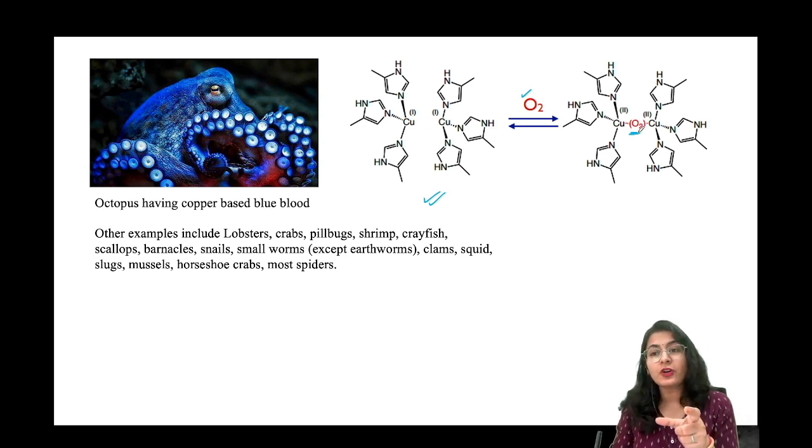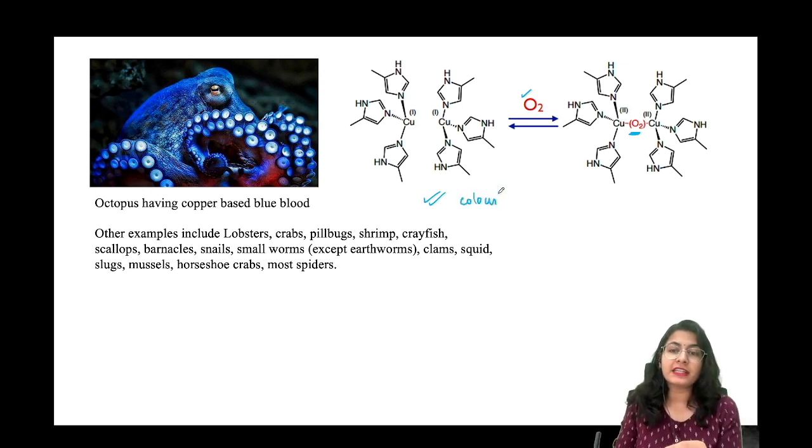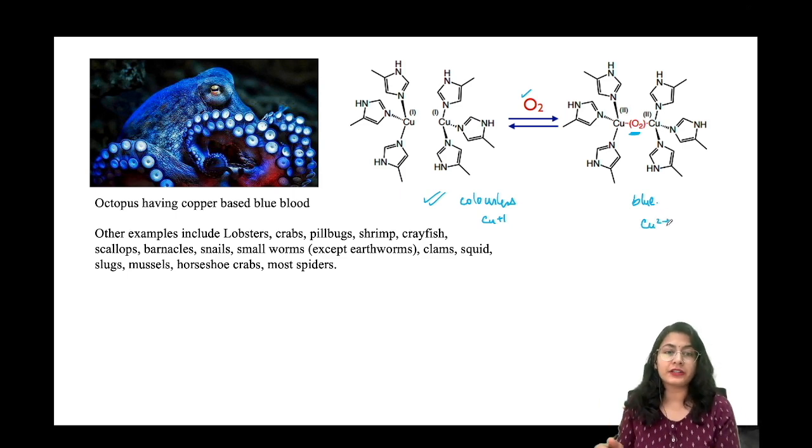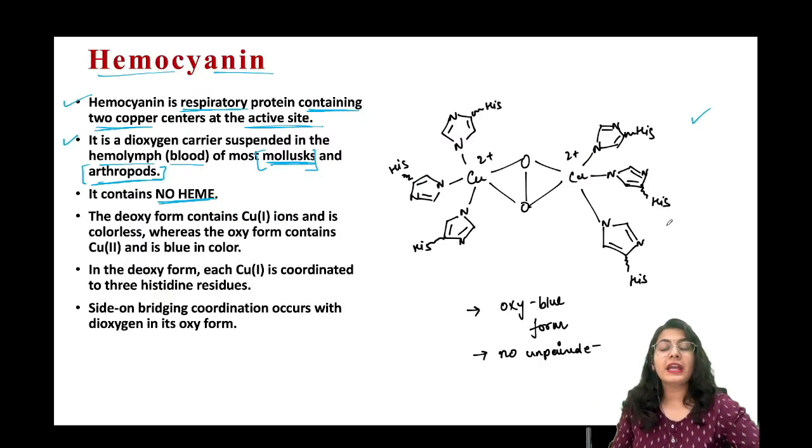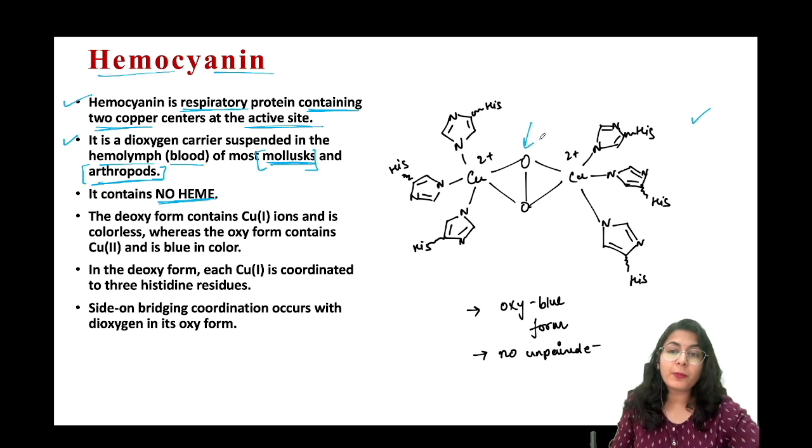But how is this oxygen bound? Now copper +1 goes to copper +2. This was actually colorless. The deoxy form was colorless and the oxy form is going to be blue in color. That is because the copper 1+ is colorless and the copper 2+ is blue in color. All right. Now, yes, it is actually going to bind in this way.